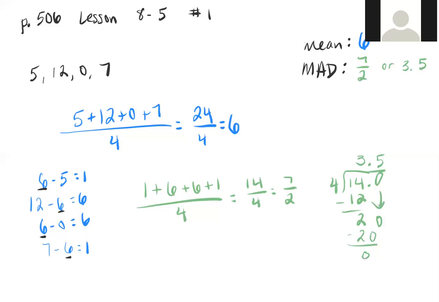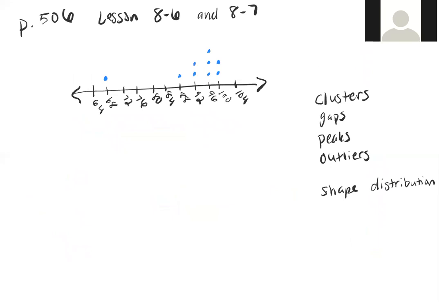All right, lastly, still on page 506, we're looking at lesson 8.6 and 8.7. So we've got our dot plot here. We're going to review some of the different vocab words that we've talked about: clusters, gaps, peaks, outliers, and the shape distribution, and see how they apply to the dot plot we've got going on here.